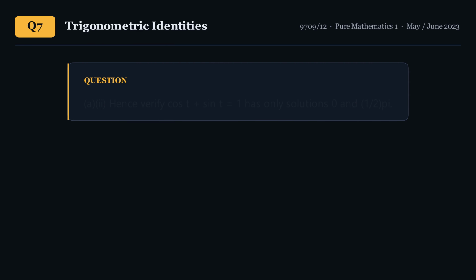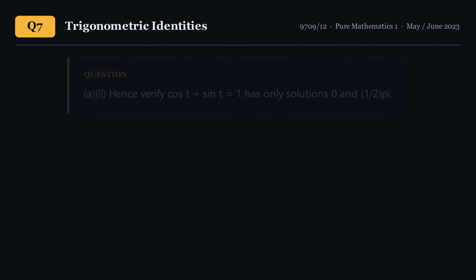Part 2. Hence verify cosine t plus sine t equals 1 has only solutions 0 and pi over 2. Now let's work through the solution step by step. Squaring can add extra solutions. Test each value by substitution.